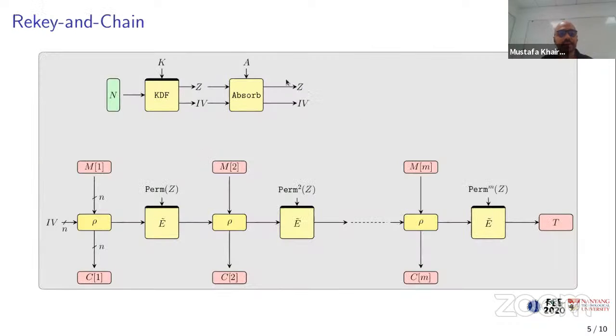Now, if we look at the rekey and chain generalization of some of the feedback-based modes, we see that these modes consist of 3 phases. First, we have a key derivation function, which takes the nonce and the key and outputs an initial vector and a session key Z. Then we have an absorb function, which takes the associated data and transforms the session key to a new value and the chaining value to also a new value. The chaining value is then used to encrypt the message blocks, and it goes through a block cipher call each time. For these block cipher calls, we need unique keys, so the session key has to be permuted after each block cipher call.